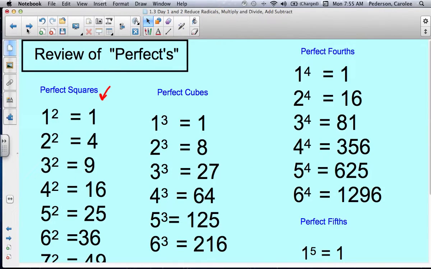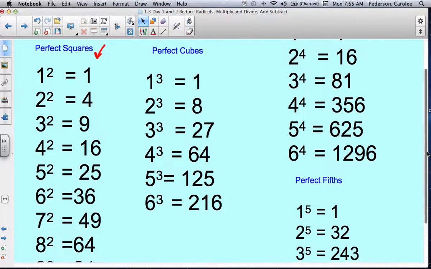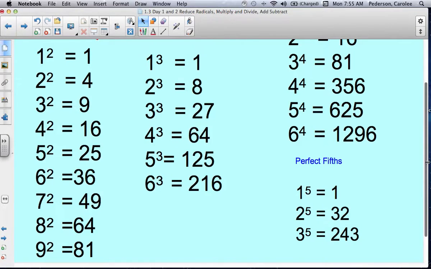This slide should look familiar to you. We talked about it earlier this year when we worked with reducing radicals down to know the popular perfects. We're going to focus this lesson on the perfect squares, this left-hand side. So for example, 6 squared equals 36. If you take the square root of 36, you'd be back at 6. So just making sure you remember these perfect squares. And then later on, we'll be talking about the perfect cubes, fourths, and fifths.